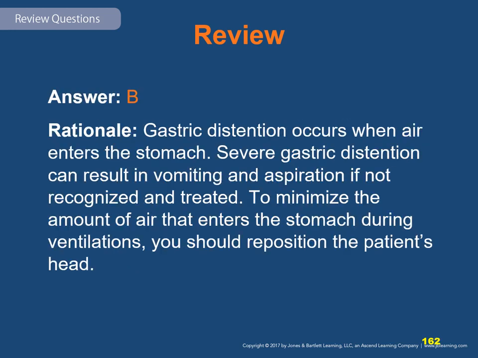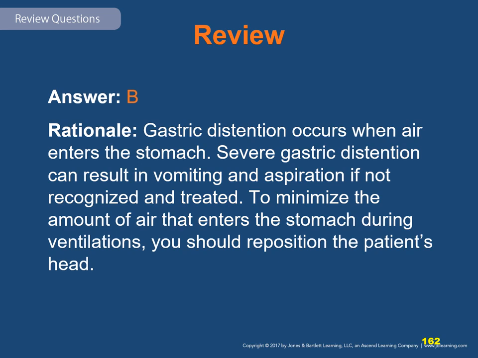And it is B. Gastric distension occurs when air enters the stomach. Severe gastric distension can result in vomiting and aspiration if not recognized and treated. To minimize the amount of air that enters the stomach during ventilation, you should reposition the patient's head. So if you're ventilating and their stomach's getting bigger and bigger, then it's going straight into their esophagus. You don't have their head positioned correctly for air to enter the airway, which has a lower entrance in the front of the neck than that of the esophagus.